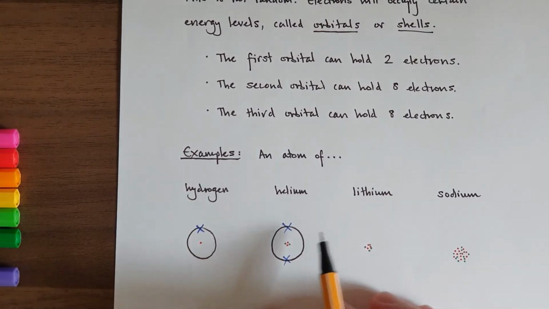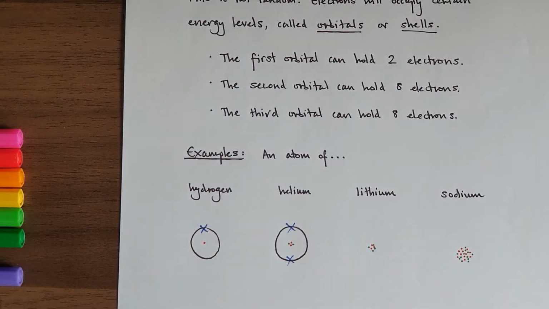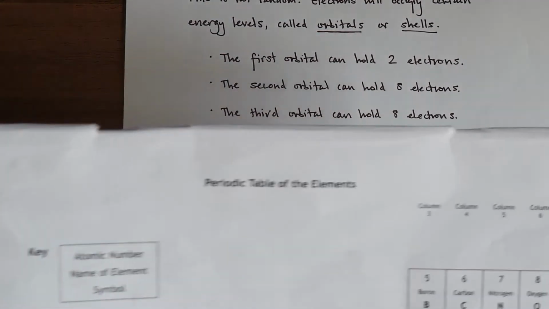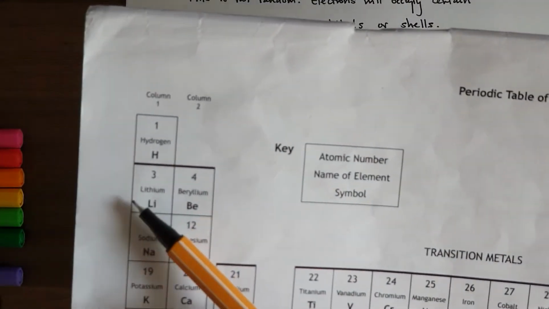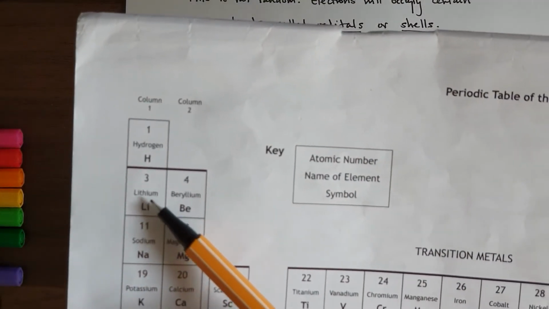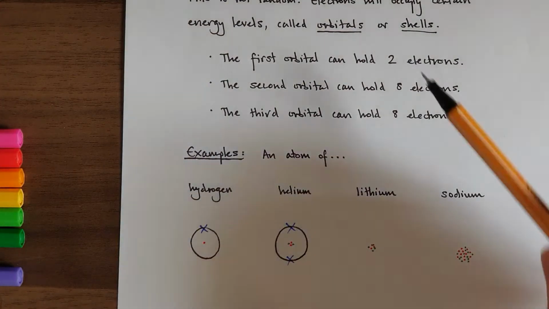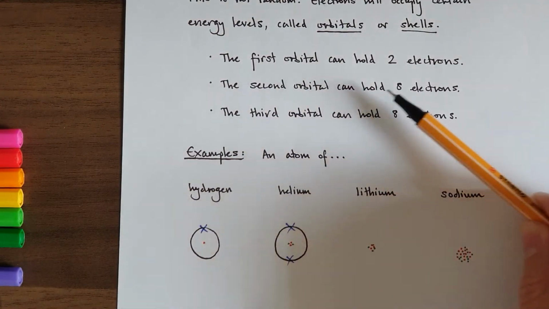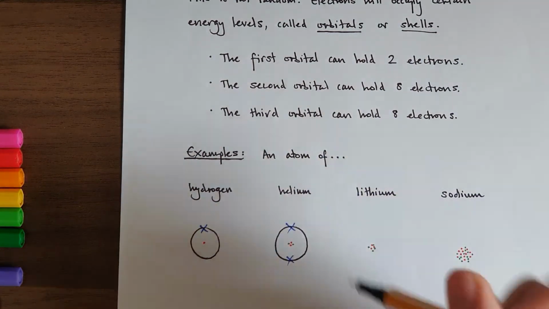So moving on to my next example, which is lithium. Again, thinking about the periodic table, I'm going to have to go from helium down to lithium. So now I've got 3 electrons. So going back to my rules for how many electrons can occupy the orbitals, I'm going to need a second one this time.